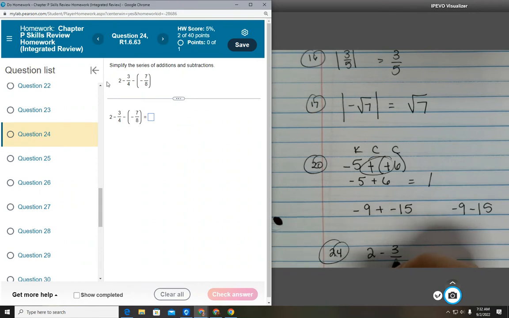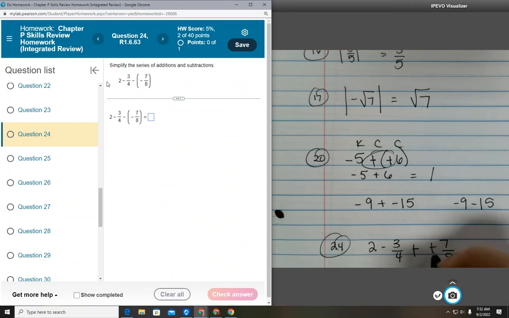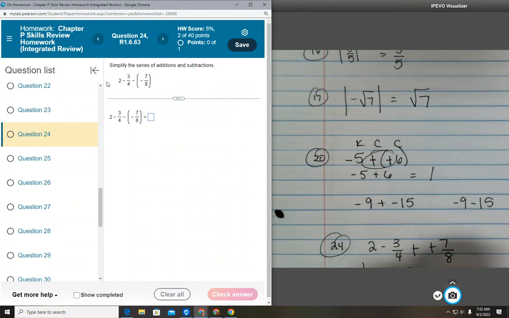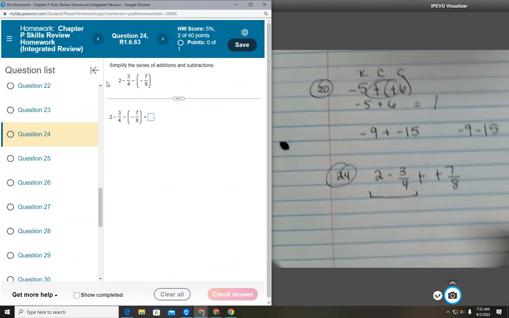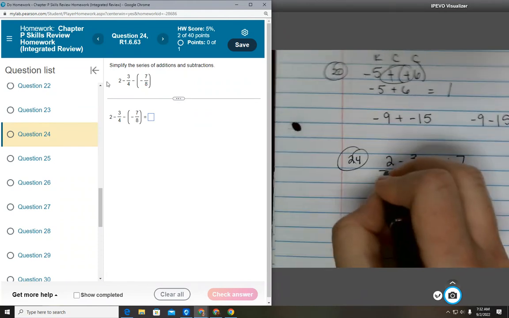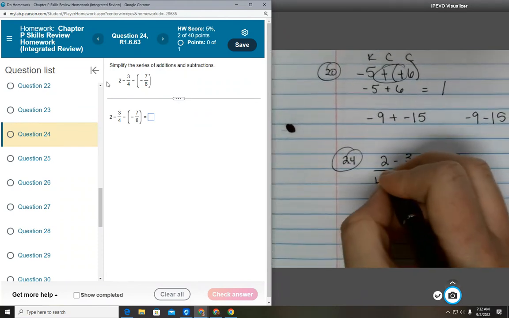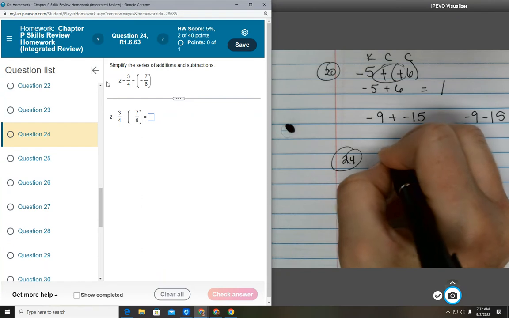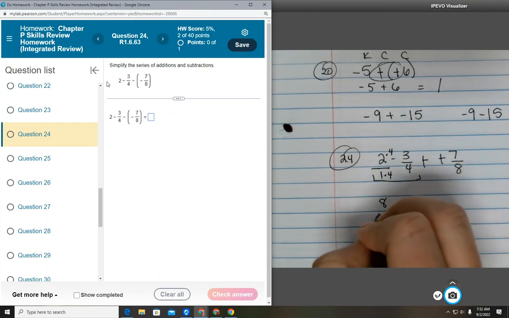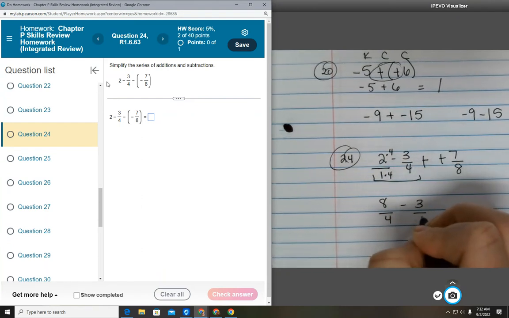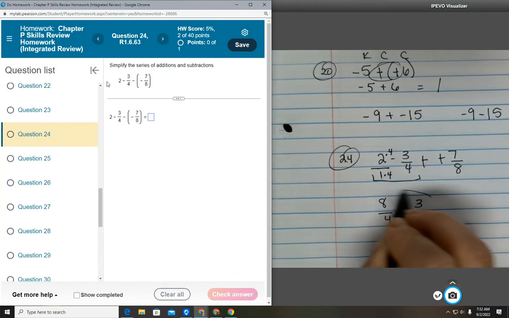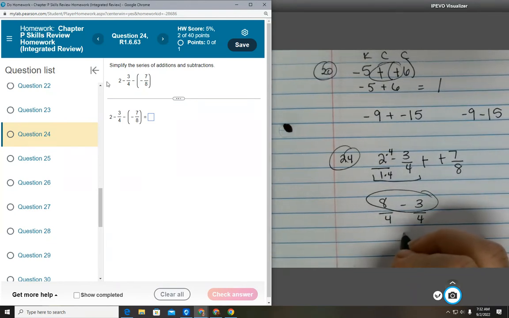2 minus 3/4 minus a negative 7/8. So it's going to change that. You got to do this first. Well, we have to have a common denominator. Common denominator will be 4. Right now it's a 1, so we do times 4 times 4. So it's 8 over 4 minus 3 over 4. Subtract those: 8 minus 3 is 5.